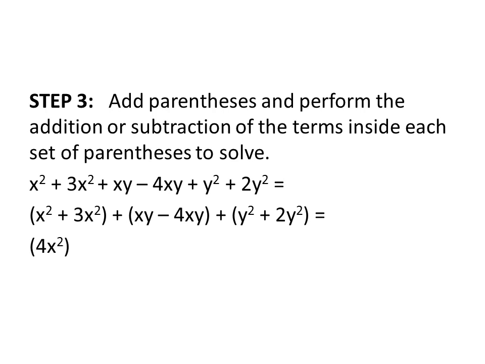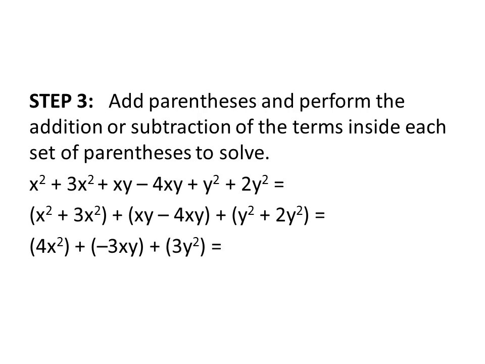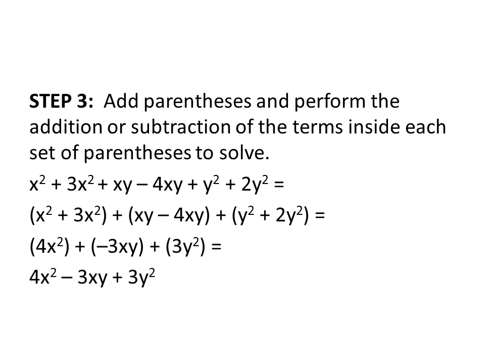Then we need to do our addition, so x squared plus 3x squared is 4x squared on the first parenthetical. Doing the operation on the second parenthetical, positive xy minus 4xy becomes negative 3xy. And on the third parenthetical, y squared plus 2y squared is 3y squared. Finally, then, to solve, we can simply state those terms without the parentheses to get our solution for x squared minus 3xy plus 3y squared.